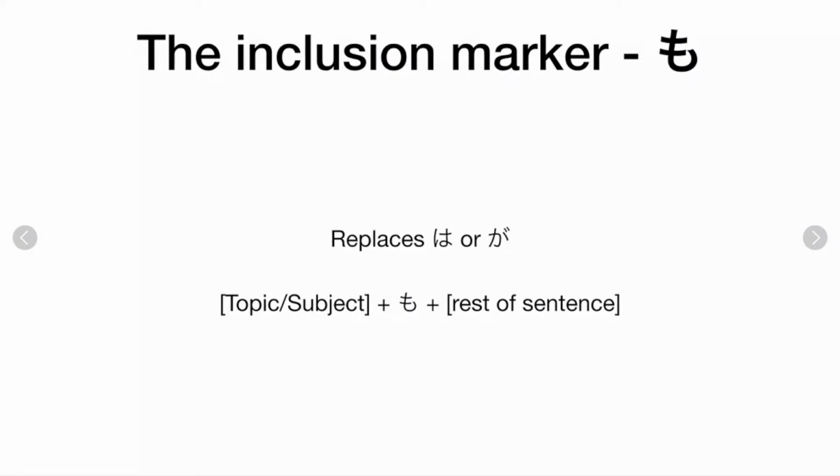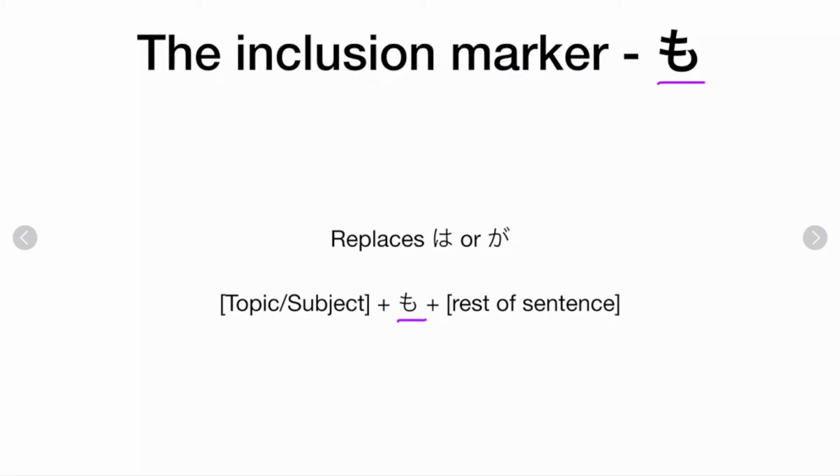So we can talk about the inclusion marker now, which is mo. Mo is a non-logical particle like wa. It's going to replace wa or ga in your sentence, depending on whether your subject was the topic or not. Either way, it's going to replace wa or ga. And it just means this also.